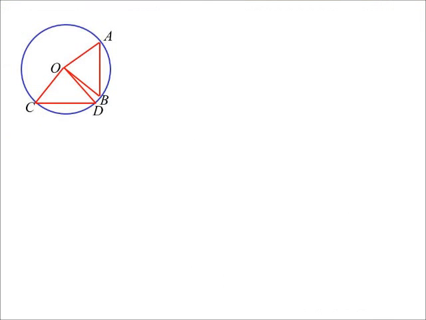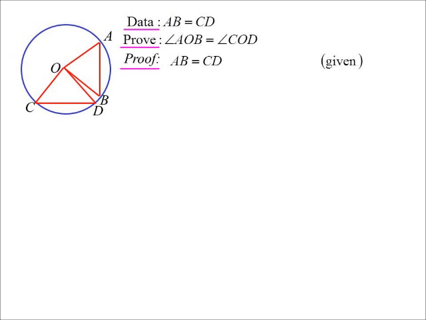Now let's prove those angles at the centre are the same. So again, all we know is they're equal chords. This one's a lot easier to prove because they're equal chords. So AO equals BO equals CO equals DO. I mean, they're all radii.